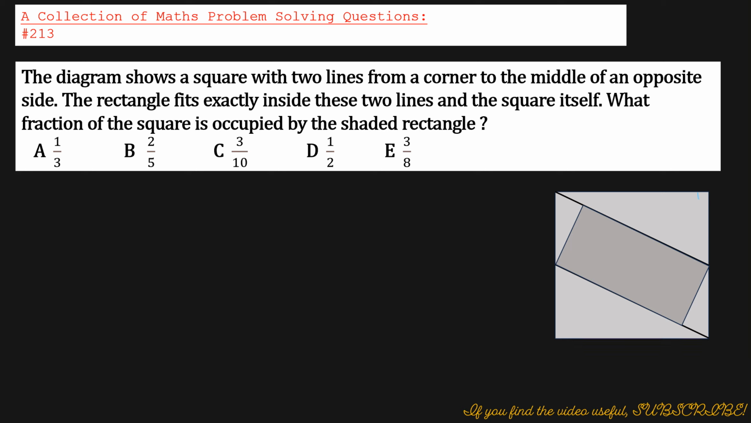So the plan is to find the area of the larger triangles and the smaller triangles, add them together, and subtract them from the area of the square, and that will give you the area of the gray rectangle, or as they are saying, the shaded rectangle. Then we can find the fraction by dividing the area of the shaded rectangle by the area of the square. Now they haven't given us any numbers.